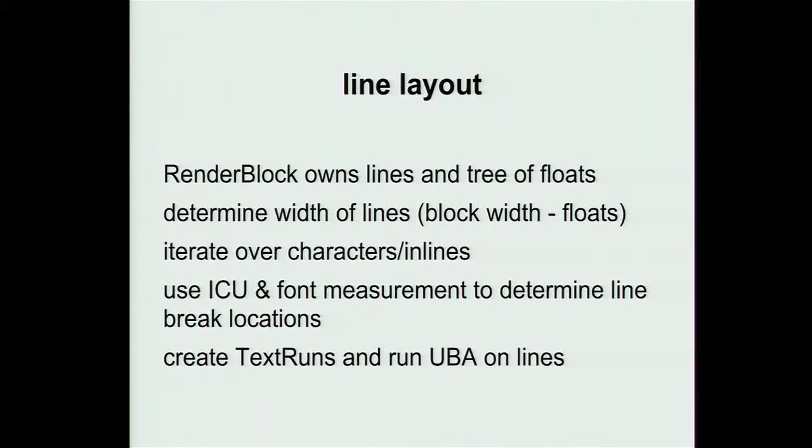So we use ICU and font measurement to determine where we're going to break the lines. As we read our characters, we add up the amount of space to the next place that we could potentially break the line, which is what ICU tells us, and then we see if it fits. If it doesn't, we push it down to the next line. In this process, we're also creating these things called text runs, and then on each line, we go through something called the Unicode bidirectional algorithm, which will flip these text runs back and forth, and this is for bidirectional text. If you never have Hebrew and English in one line, you never have to actually worry about this.